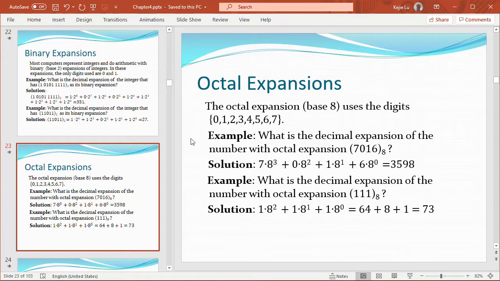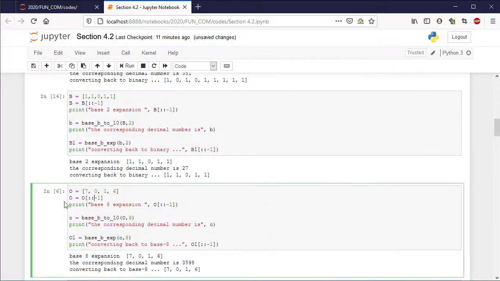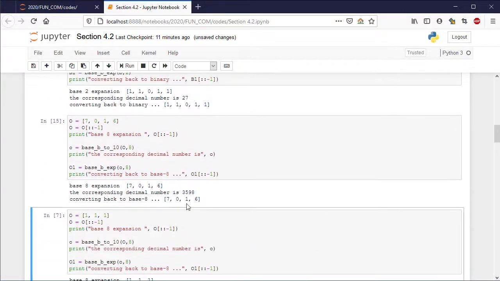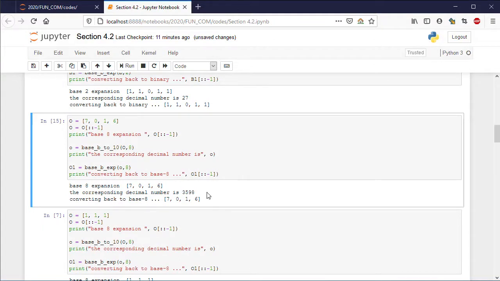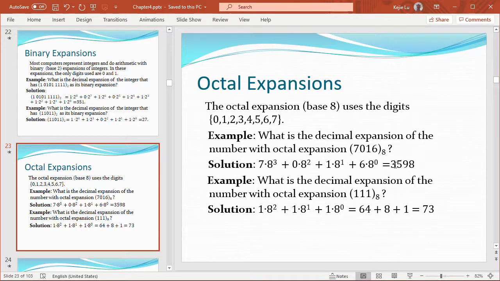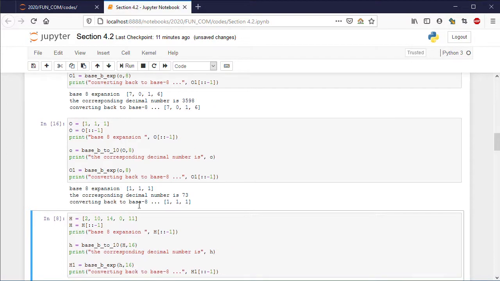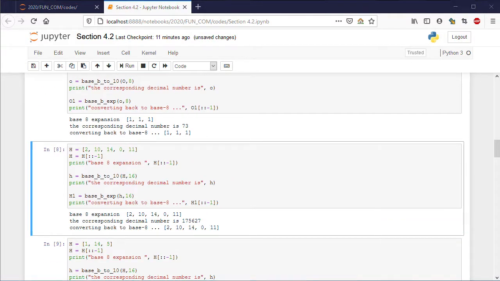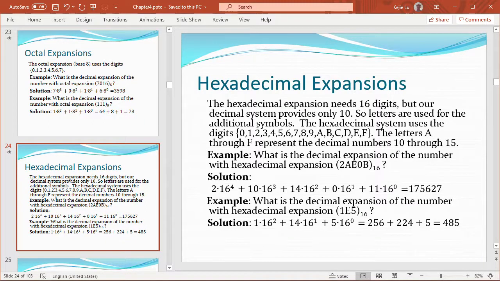On page 23, we have this base 8 system, which is the octal system. Here we have 7016 in base 8. Right? You're going to find that if you want to do this calculation, 7016, converting that to decimal, you should get 3598 in the decimal system. And then this 111 in the octal system, again using this algorithm, you should be able to find this number is 73. And the next page shows the hexadecimal expansion.